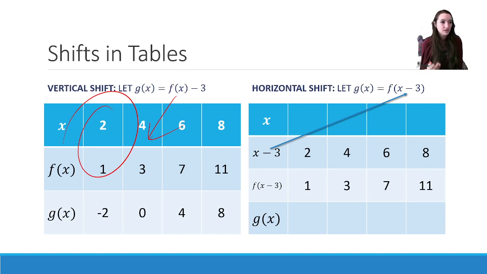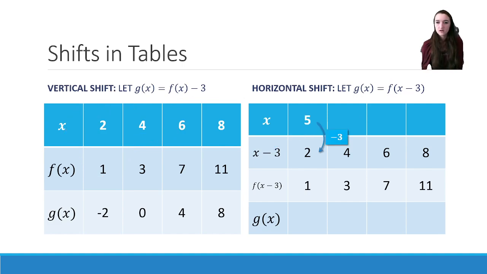Well, what I want to think about is, then what is x? So essentially, if x minus 3 is 2, then x would have had to be 5, right? Because 5 minus 3 is 2. And then we can do that for all the other ones. 7 minus 3 is 4. 9 minus 3 is 6. 11 minus 3 is 8. So if x minus 3 is 8, then x would have had to be 11. So in other words, g of 11 should be the same as f of 8.